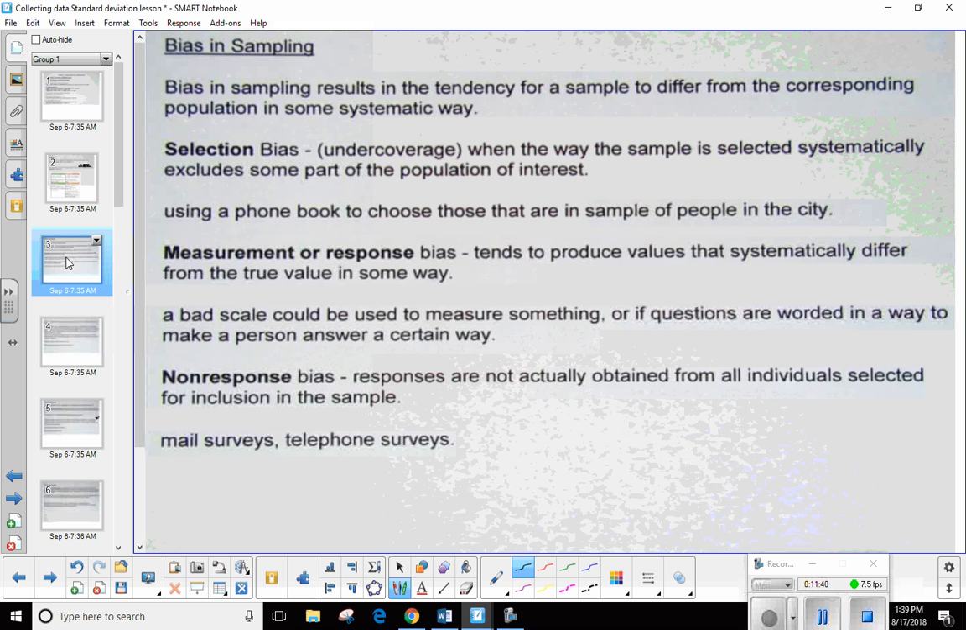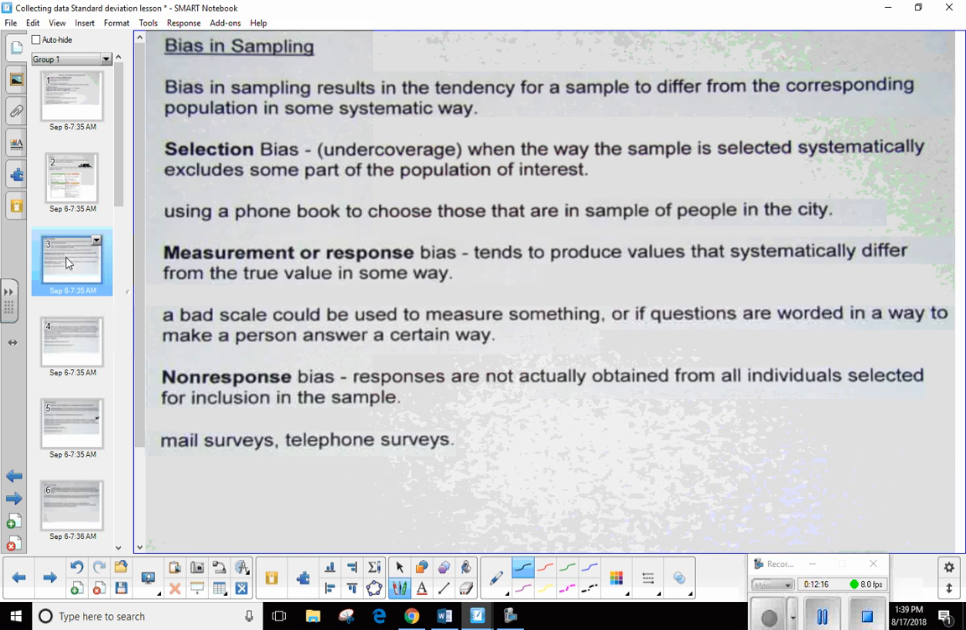Now, this is kind of out of order, but I'm going to go ahead and talk about bias in sampling, and then I'll start talking about some scenarios and how to sample as well. Bias in sampling results in the tendency for a sample to differ from the corresponding population in some systematic way. I've got some different methods for you here. Selection bias, undercoverage: when the way the sample is selected systematically excludes some part of the population of interest. In fact, what we were just talking about with Texas Tech and the mall, that's selection bias.